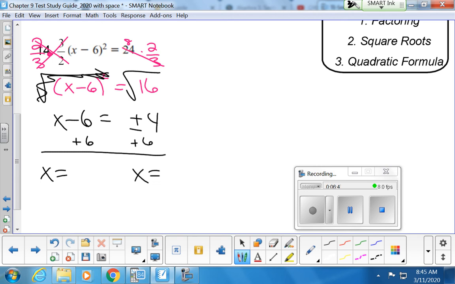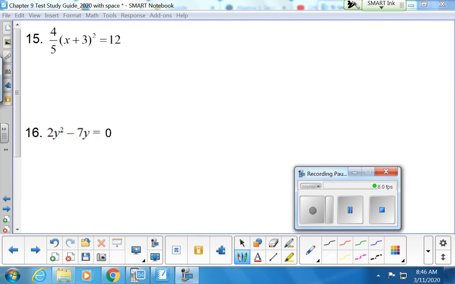What is positive 4 plus 6? What is negative 4 plus 6? Negative 4 plus 6 is positive 2 because it's 6 minus 4. 10 and 2 are the answers. Isn't that wild? 15 is literally like the same exact thing as the last one was. So go ahead and try it all by yourself. Quiet, alone time. You can talk to your little neighbors if you want, and then we'll check the answer.